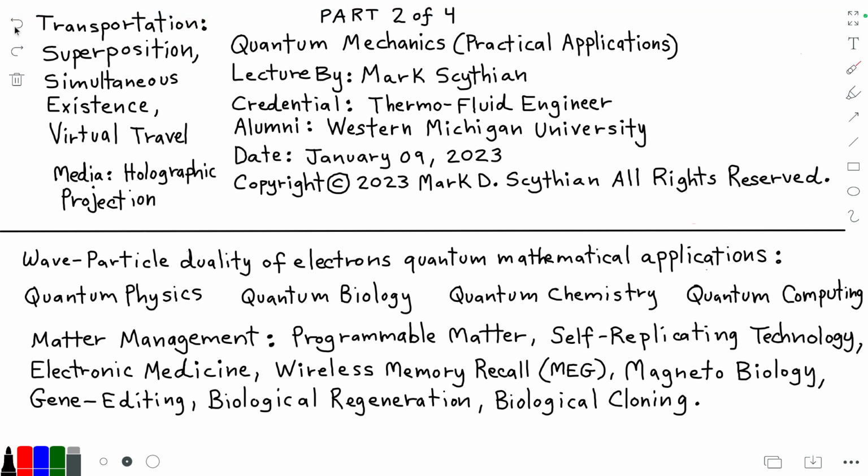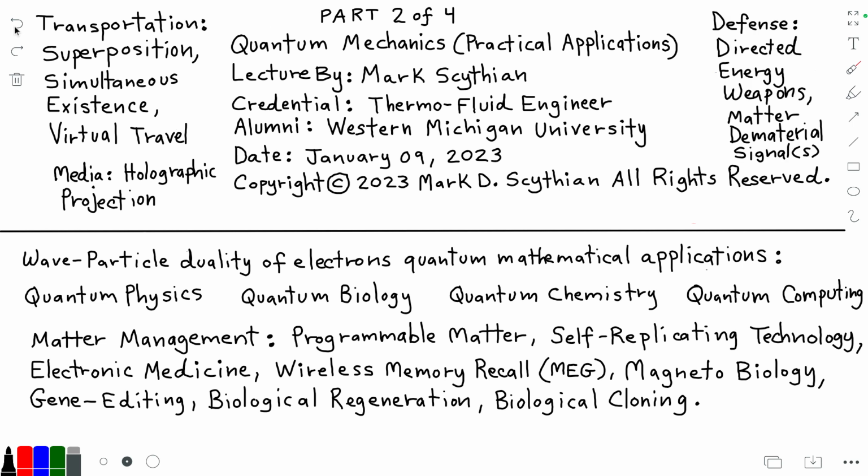And then lastly, we have the defense, which we already have directed energy weapons. There's even Lockheed Martin directed energy weapons research, and so that's all already there, but it could be improved upon for perhaps mutual assured destruction, so that nobody can go to war. And this would probably fall under matter dematerialization signals.